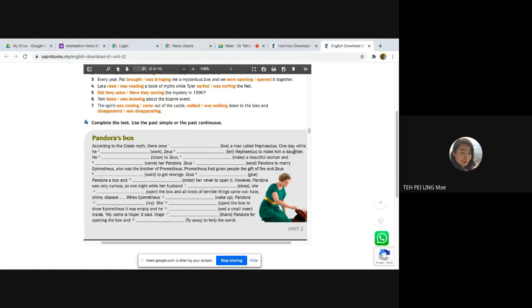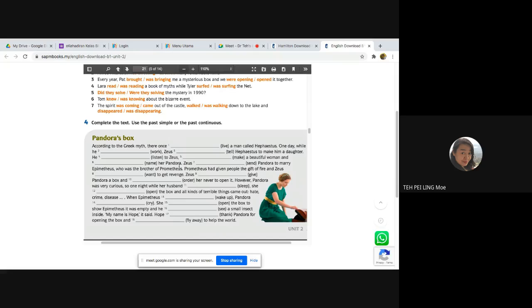One day, while he was working, Zeus told Hephaestus to make him a daughter. And he listened to Zeus. Then he made a beautiful woman and named her Pandora, past tense also. Okay, make a daughter for him.